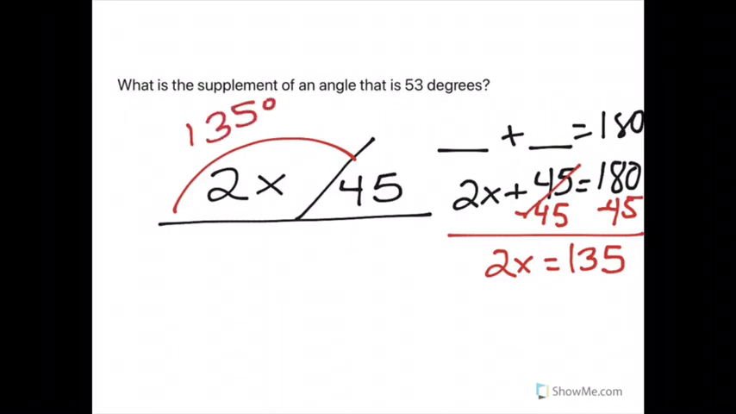In this case, we have the solution for the angle, but if we need to solve for x, we're going to need to split that 135 into two segments so that we can see what x is actually equal to. And we do that by dividing both sides of the equation by 2. When we do this, we find that x is equal to 67.5 degrees. While our angle is 135 degrees, x alone is 67.5 degrees.